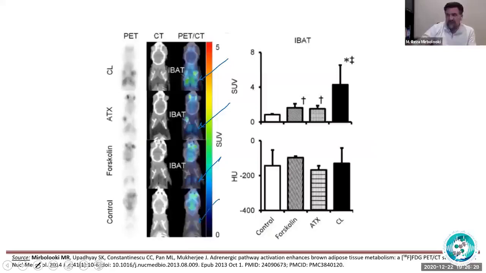We quantified them and we saw a significant difference between CL and control, and also a significant difference between CL and atomoxetine and forskolin. So it has a significantly better effect because it's a beta-3 adrenal receptor agonist with very high affinity. And also both atomoxetine and forskolin had significant differences compared to control. So all of them show that they can activate brown fat, and we were able to image this activation.